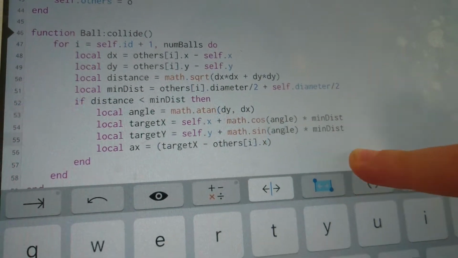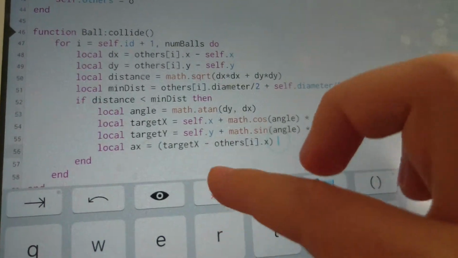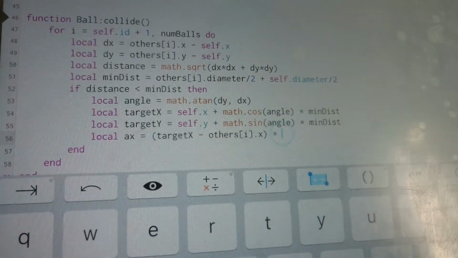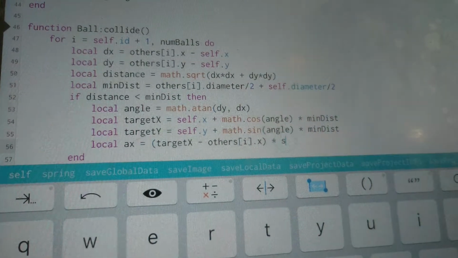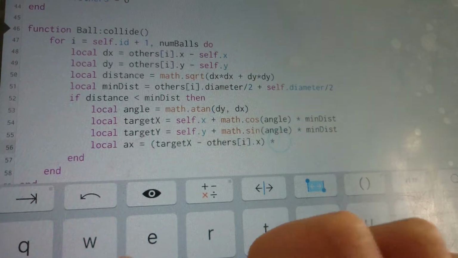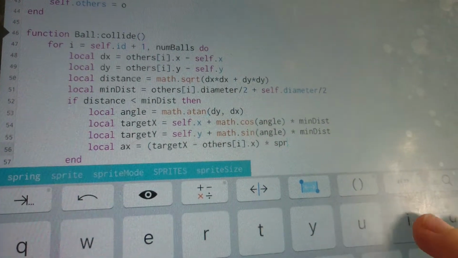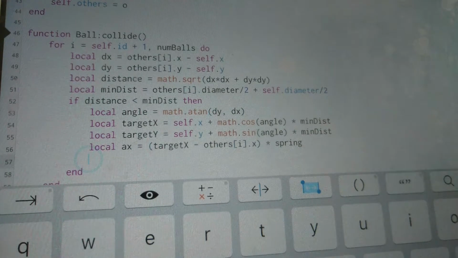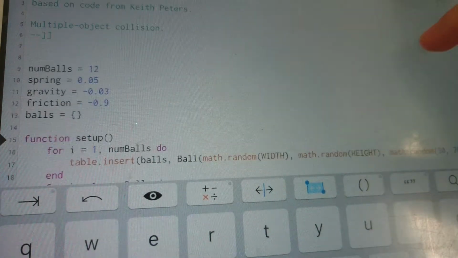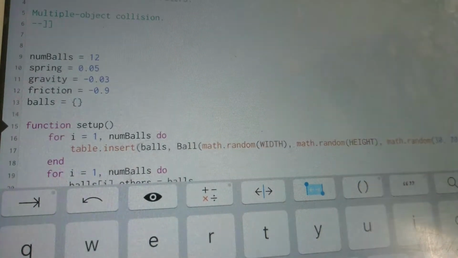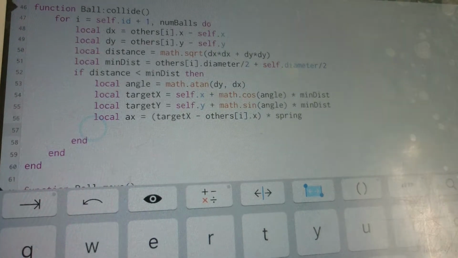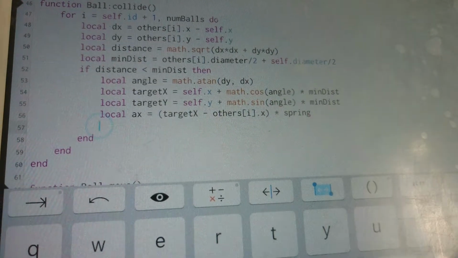And then I also got to multiply by the strength of the spring. Hopefully this is normalized, so I can multiply that by the strength of the spring. Strength of the spring is a variable called spring. What's the strength of the spring? Is this a ridiculously small number? Now let's do one for y.